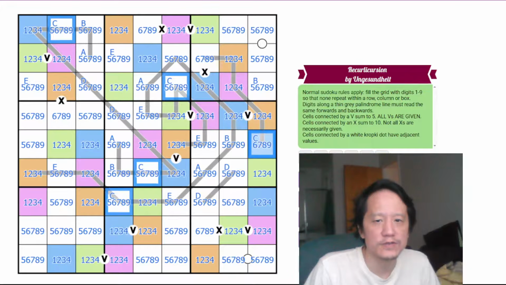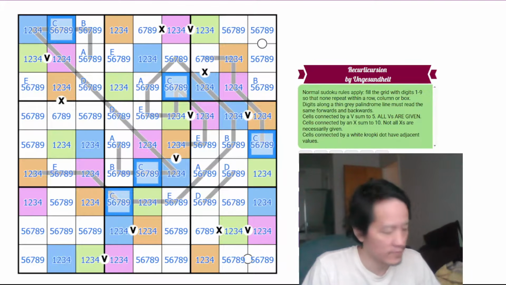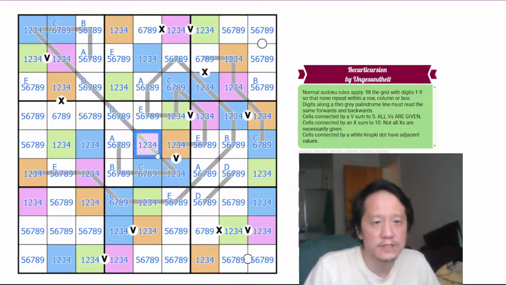So all of these are the same digit. It has to be the blue, and it's not 5. So that's C. We have A, B, C here. This has to be D.